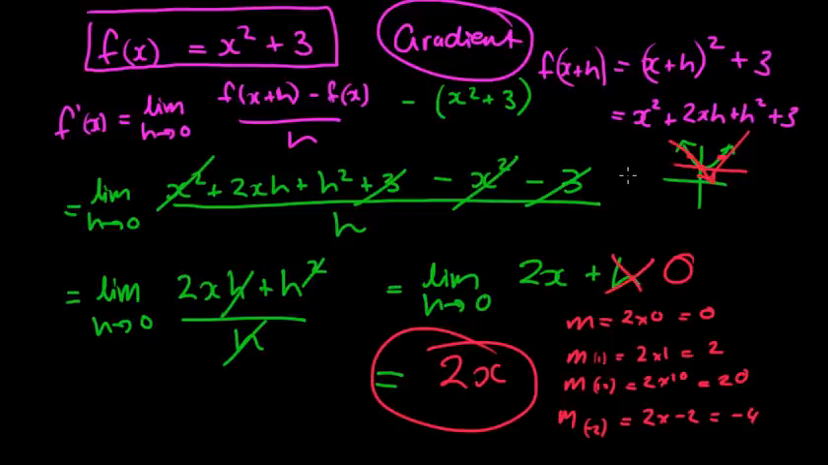So once I've been able to find the general rule or formula for the gradient of that particular curve, if we are then given an x coordinate, we're able to substitute that in order to find out what the value of the gradient is at that particular point.